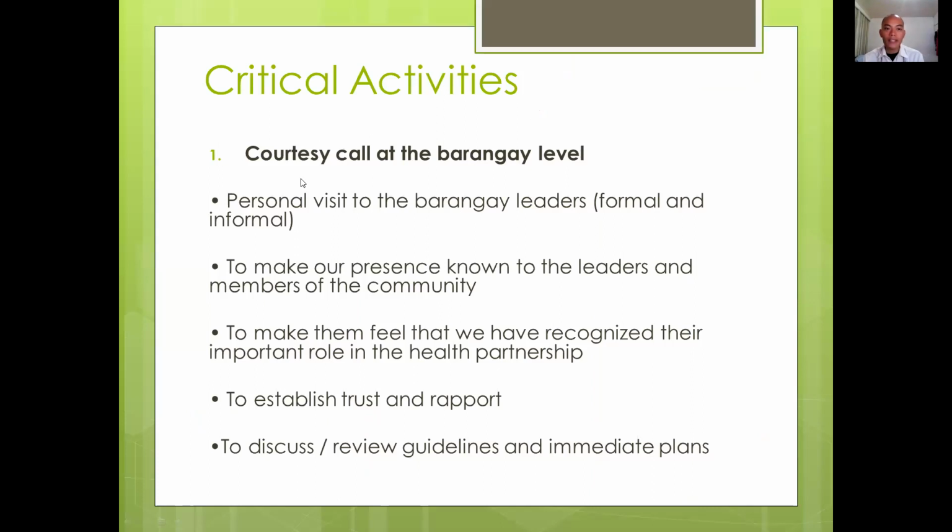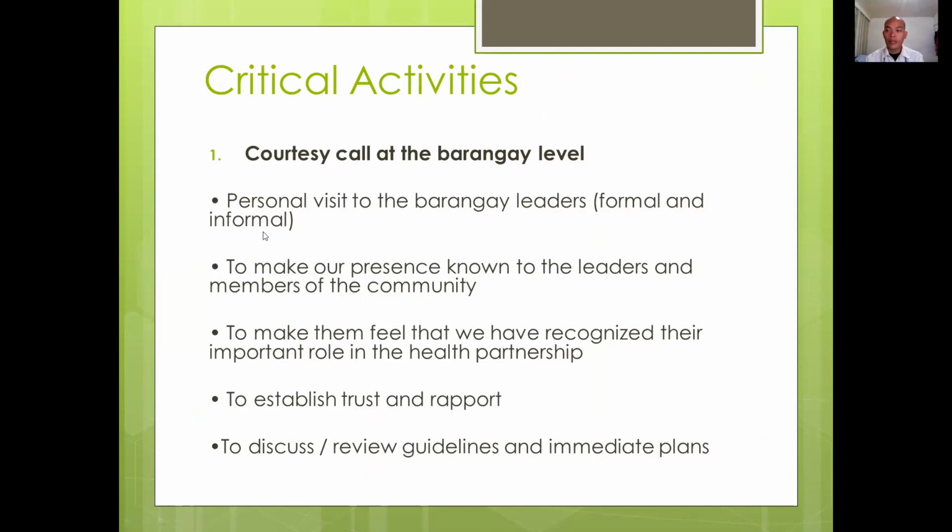Okay, so critical activities. A courtesy call at the barangay level is the first one. This is the personal visit to the barangay leaders. When we talk about leaders in a community, there are formal leaders and informal leaders. The formal leaders, who are they? Of course, your barangay captain, the kagawad, assistant barangay captain, kung meron man, the treasurer, the secretary. Those are your formal elected leaders.